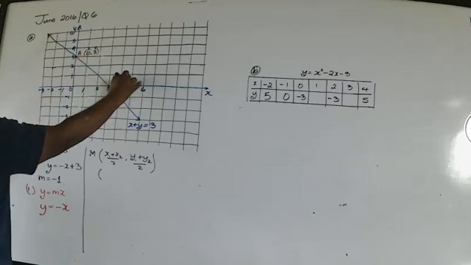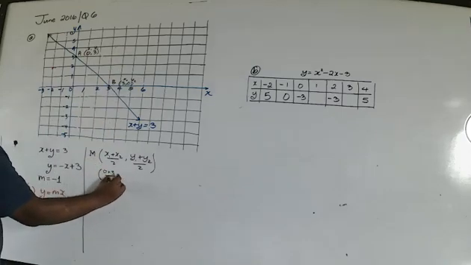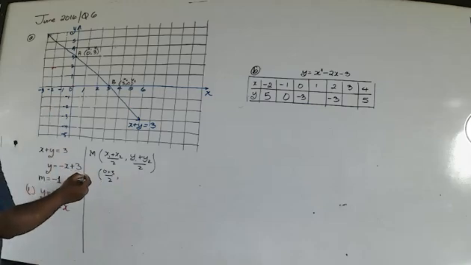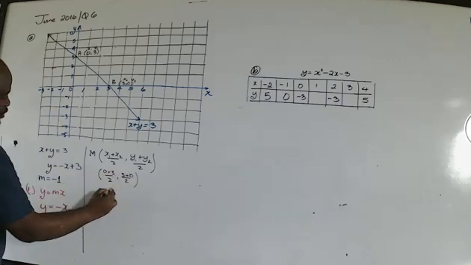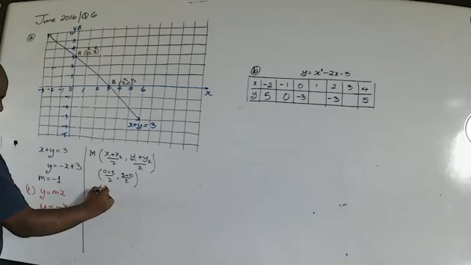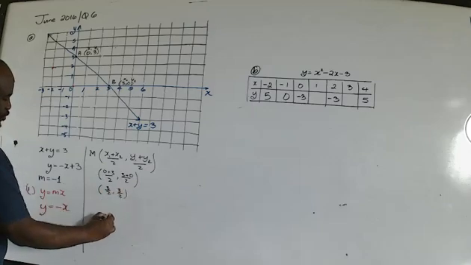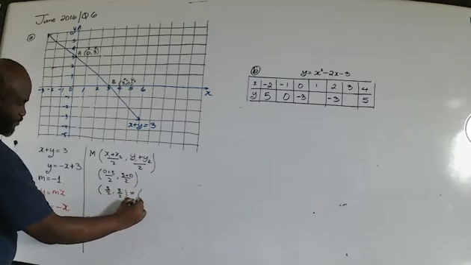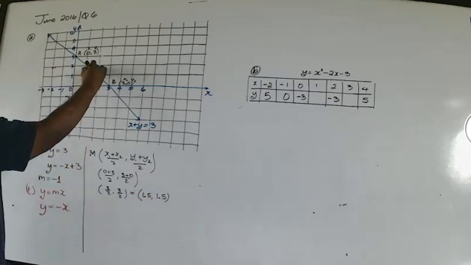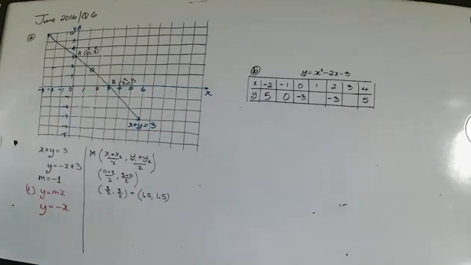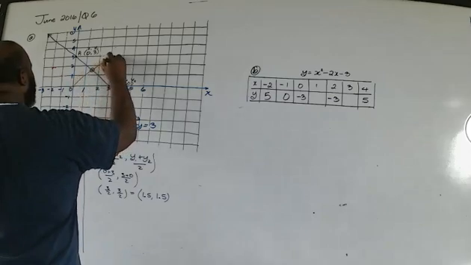X1, y1, x2, y2. This is 0 plus 3 over 2, comma, 3 over 2, which is 1.5. So the midpoint is 1.5, 1.5. So they want a line that is perpendicular to this line and passes through that point.